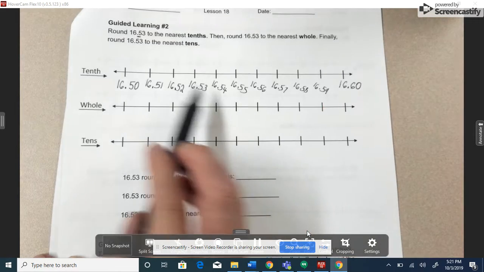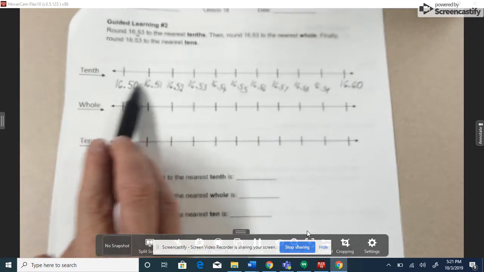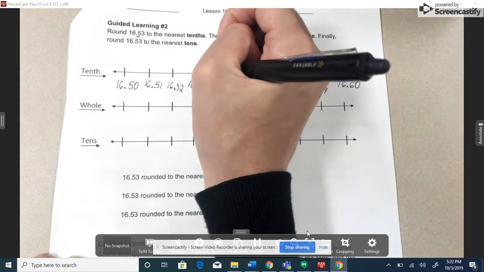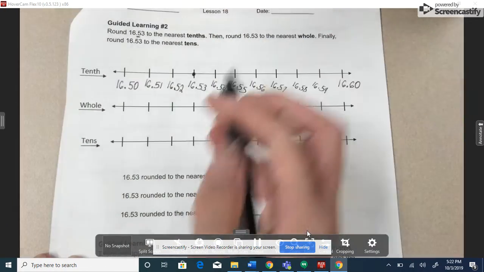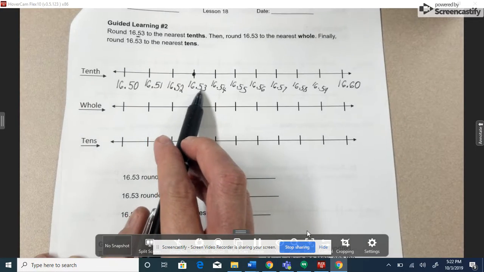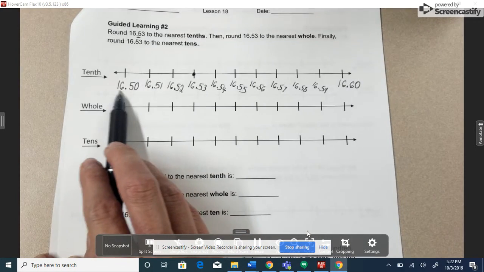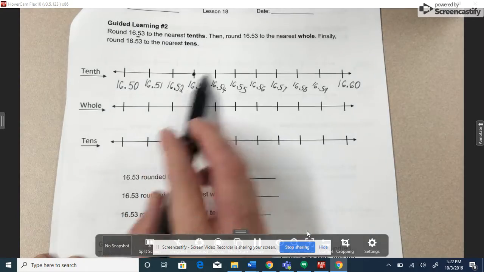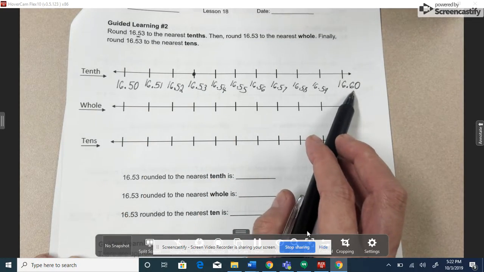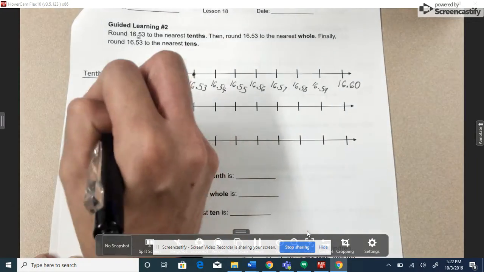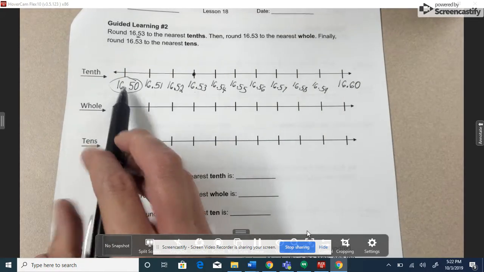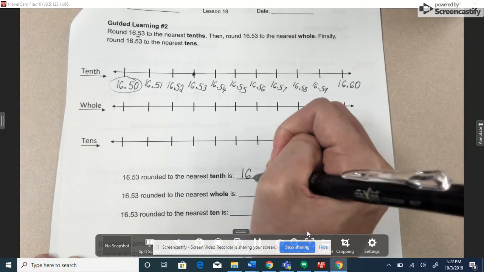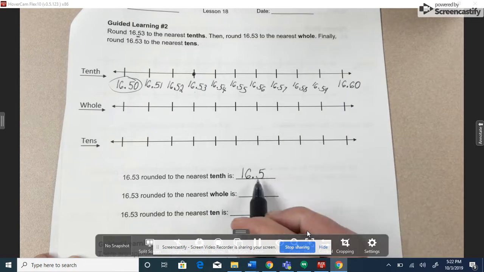Now I'm going to plot 16 and 53 hundredths on our number line. I can see it's right here. I see that 16 and 53 hundredths is only 3 away from 16 and 50 hundredths, and 7 away from 16 and 60 hundredths. So I can see that 16 and 53 hundredths is much closer to 16 and 5 tenths, or 16 and 50 hundredths.